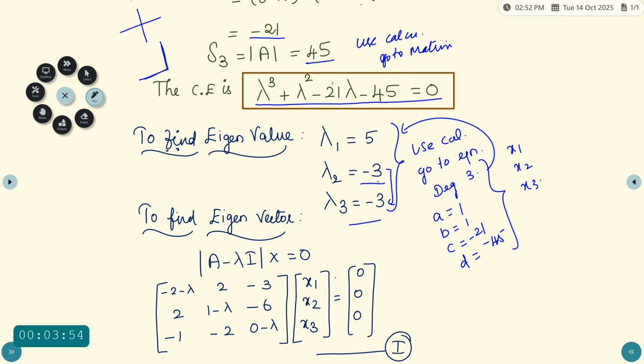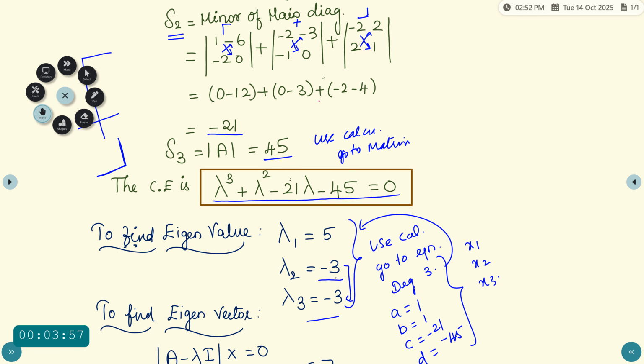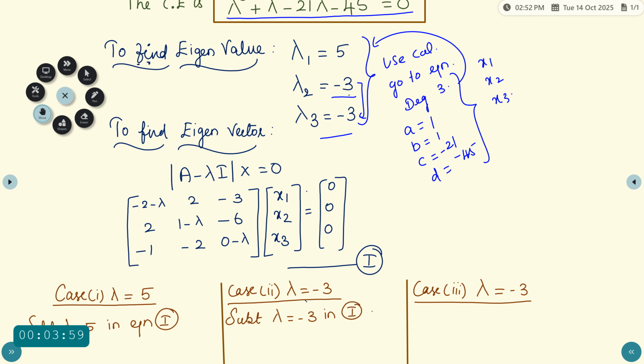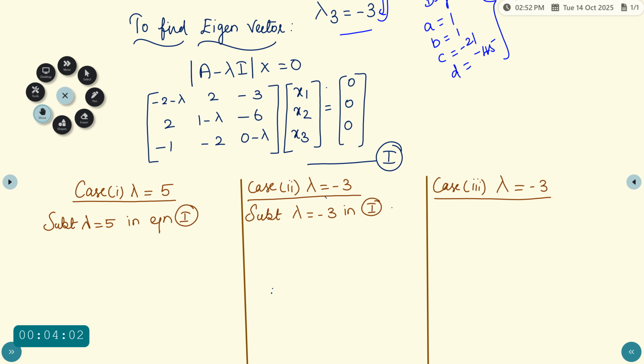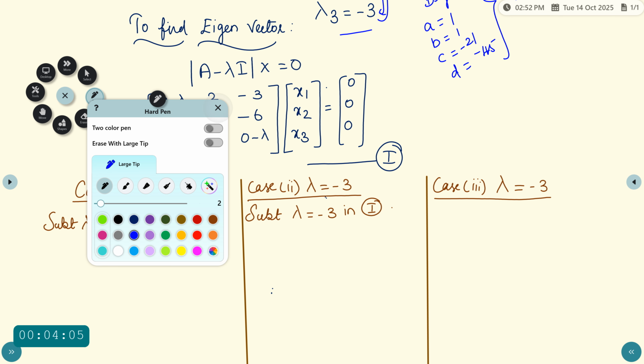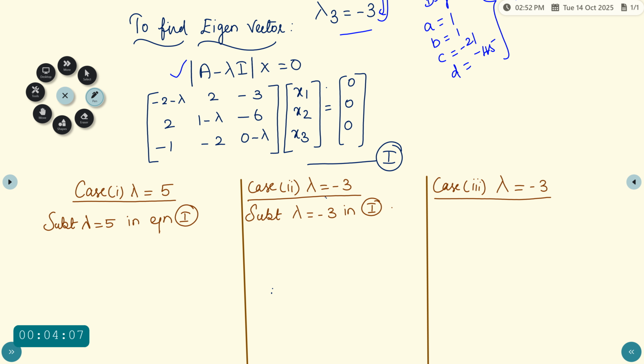Okay, next we are going to see how we can calculate the eigenvector of the matrix. What is the formula for the eigenvector? The formula is the modulus of A minus lambda I, into x, equal to 0. Keep in mind that you only put minus lambda in the diagonal elements, and all the other elements are the same. Next x1, x2, x3.